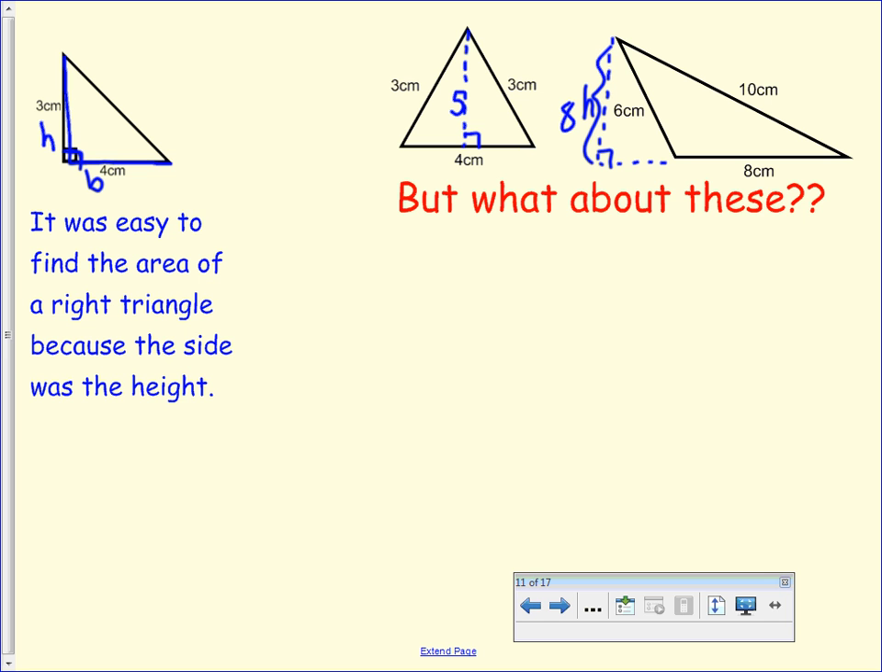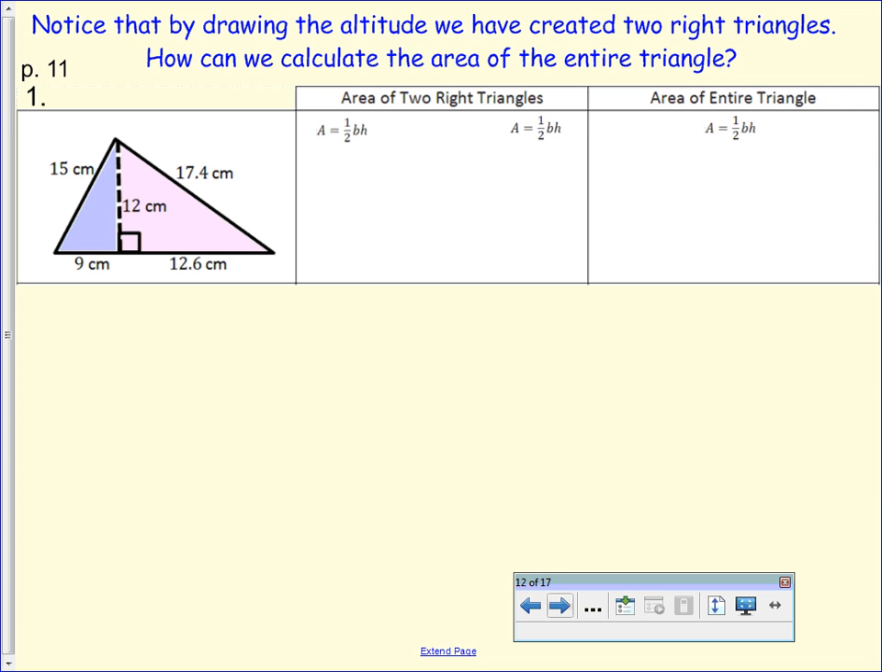So you have to look at the type of triangle to determine what the height is. The right triangle is the easiest because it's there. We like the right triangles. Okay? Now, let's take a look at page 11. Number 1, put your calculators down. We're not going to need them.